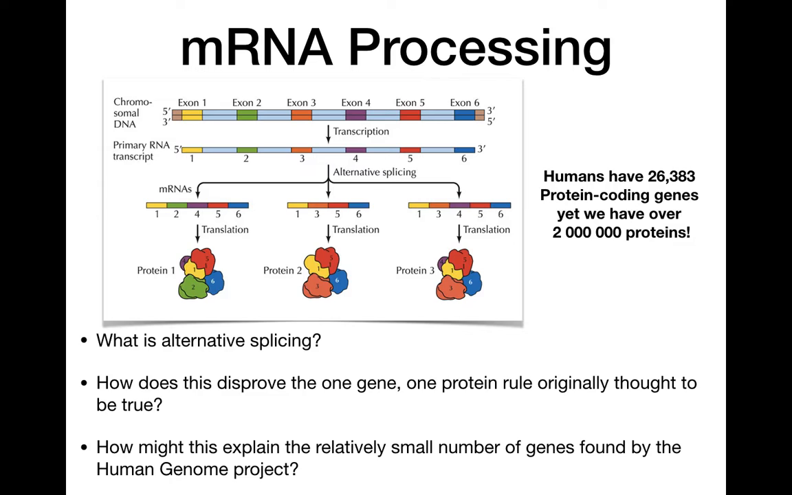So humans have about 26,383 protein coding genes. We have over 2 million proteins. And alternative splicing is just one way in which we get to all those different proteins. We also process proteins differently. We do quaternary structures, combining different proteins together. There's tons of things that we do to increase the number of proteins we can get from our DNA sequence.